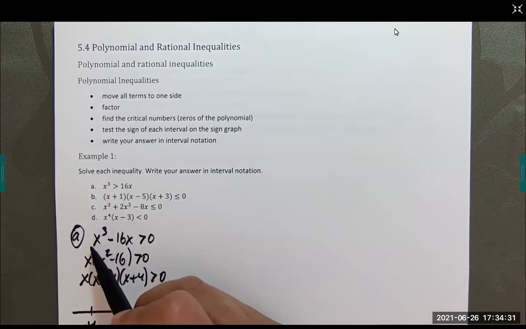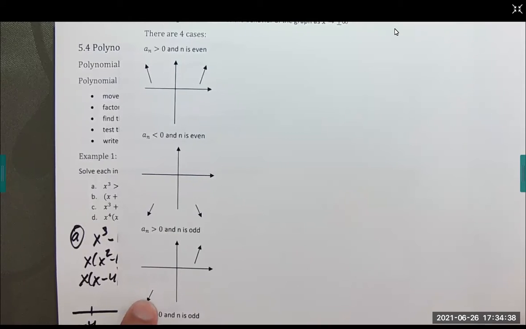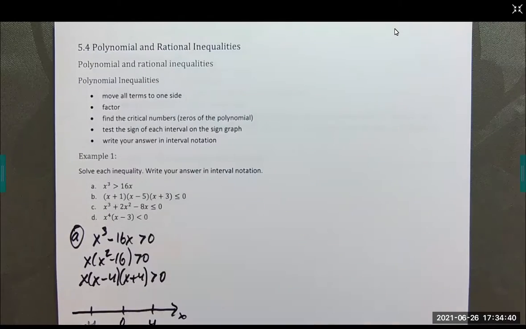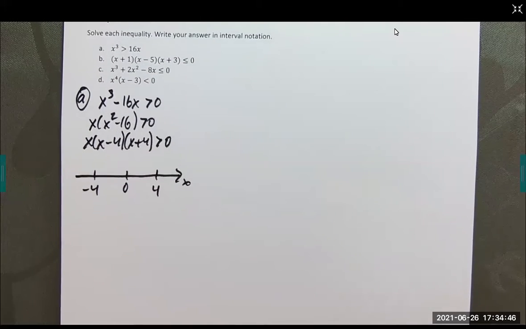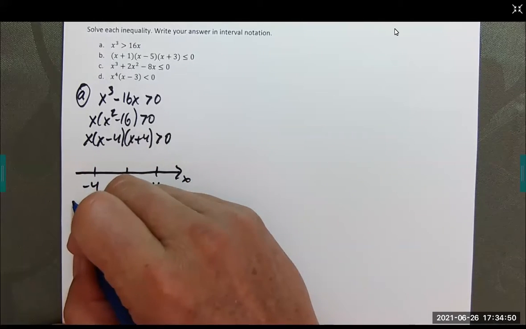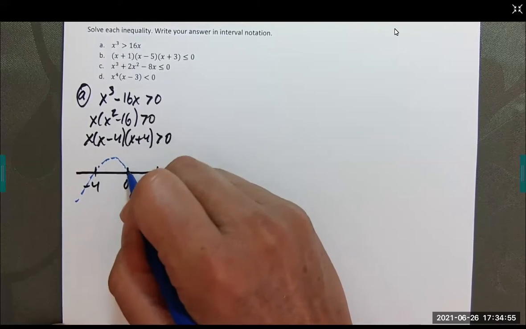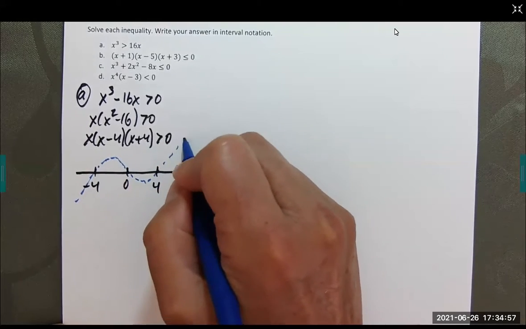Notice the lead coefficient is positive and it's odd. Positive lead coefficient and it's odd. It's going to start down and it's going to end up. And because everything's to the first power, we're not going to do any bouncing or anything like that. So here we go. We're going to start down here. It's going to go up, down, back up, and up.